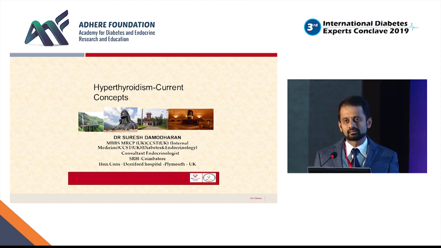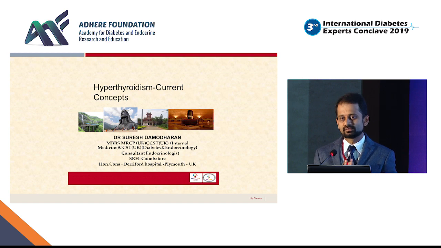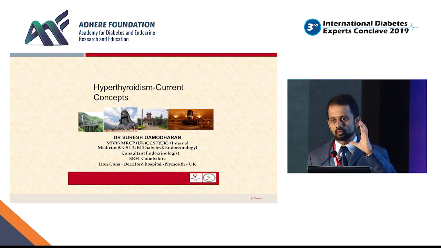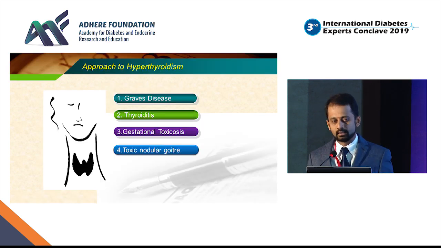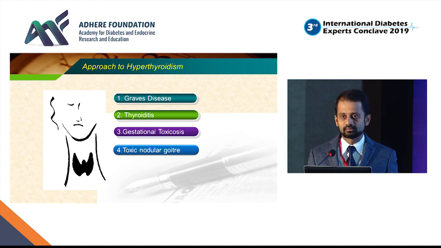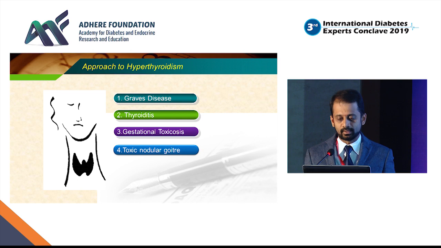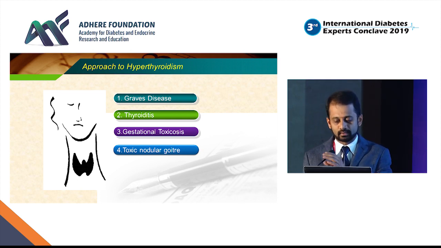Now, hyperthyroidism, current concepts. What I thought would be useful for the practitioners would be just 5-6 case scenarios. The next 12 to 13 minutes of talk will be with one case based on the therapeutics, and also what are the differential diagnoses we should think of when we get a hyperthyroidism patient in the clinic. So these are the common conditions that we normally face in the clinic.